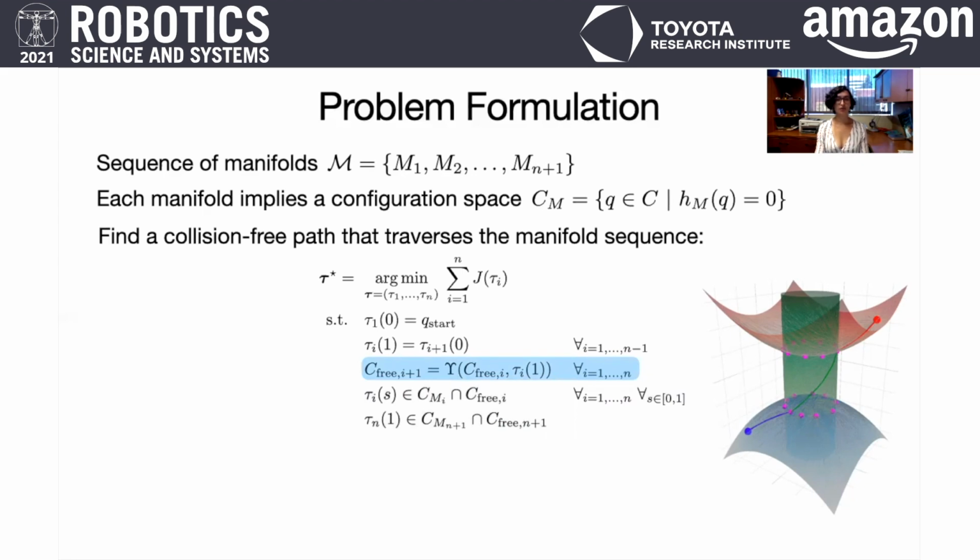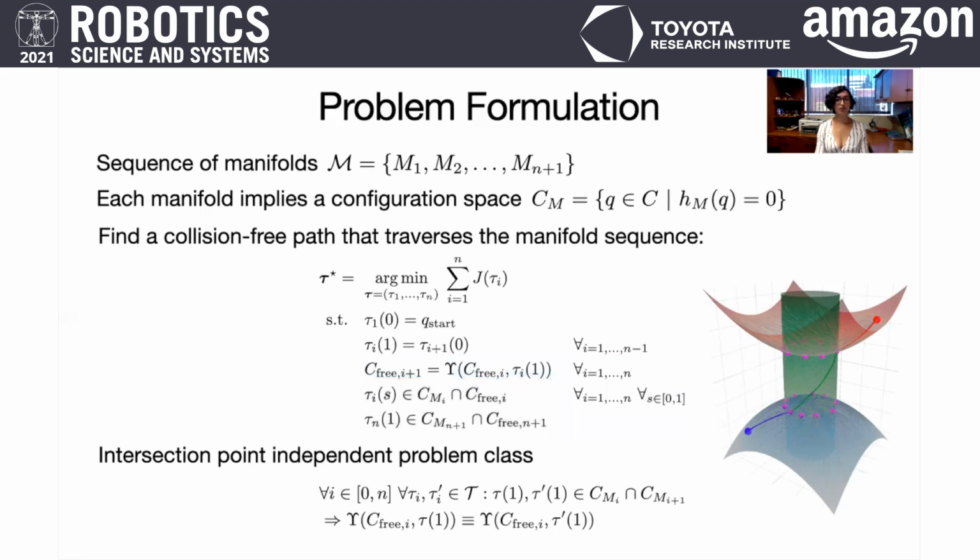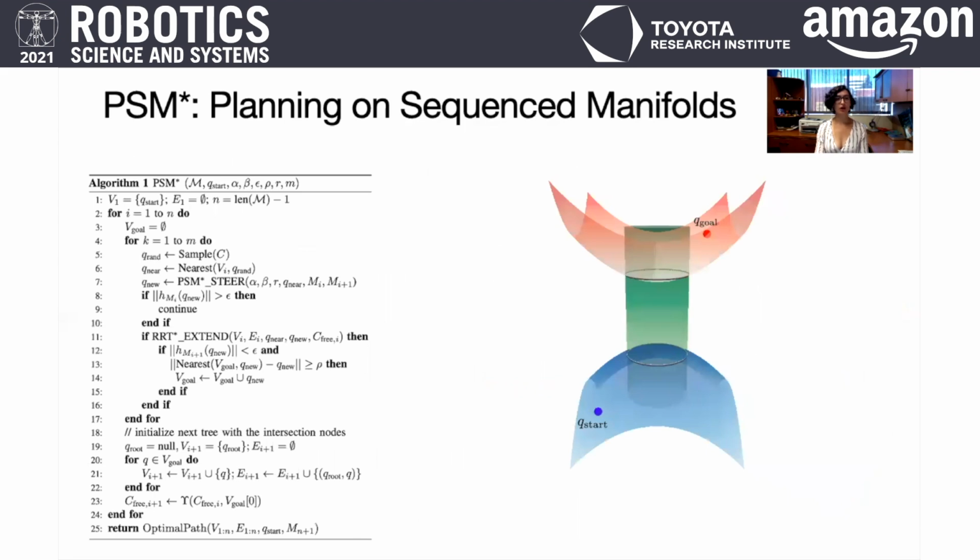We define the operator epsilon to describe the change in free space as the sequence of manifolds is traversed. In particular, a certain class of sequential tasks, which we call the intersection point independent problem class, can be defined for tasks where for each intersection, the output of epsilon is set equivalent for every possible path. In other words, the precise action taken to move the configuration from one constraint to the next does not affect the feasible planning space for the subsequent subtask. In this work, we only consider intersection point independent problems, which allows us to produce optimal plans with an efficient algorithm. The more general problem has been studied in previous work, and a discussion regarding related work can be found in the paper. Now I'll describe how the PSM-star algorithm works.